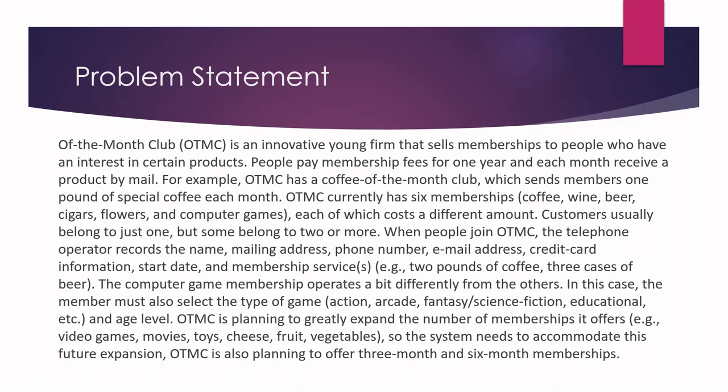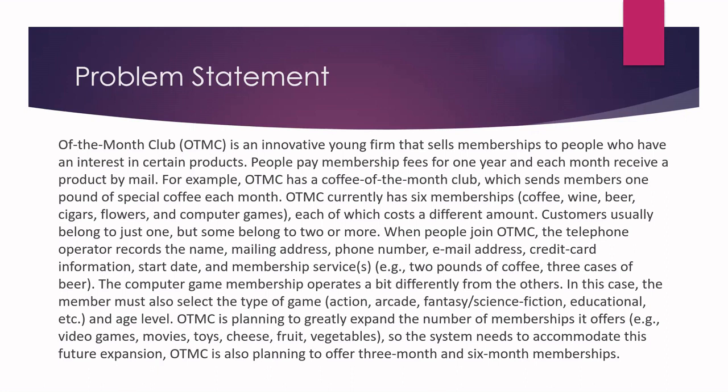When people join OTMC, the telephone operator records the name, mailing address, phone number, email address, credit card information, start date, and membership service or services. For example, 2 pounds of coffee, 3 cases of beer. Now, the computer game membership operates a bit differently from the others. In this case, the member must also select the type of game, like action, arcade, fantasy, educational, etc., and age level.